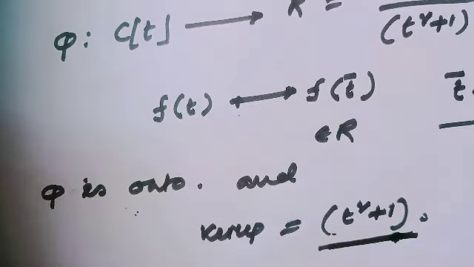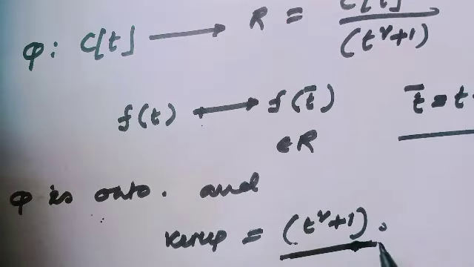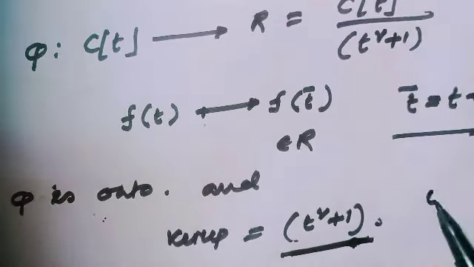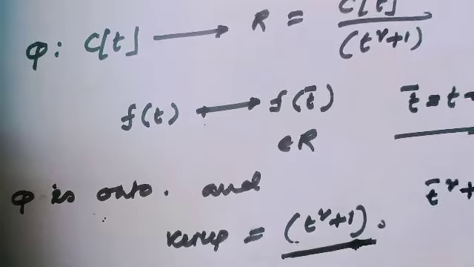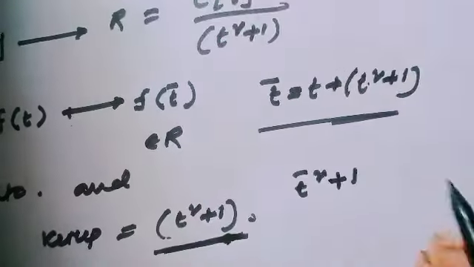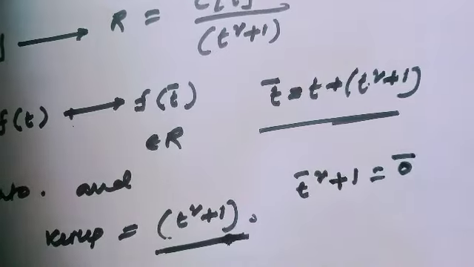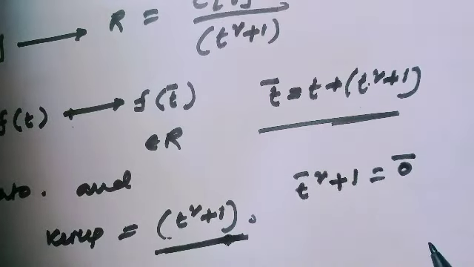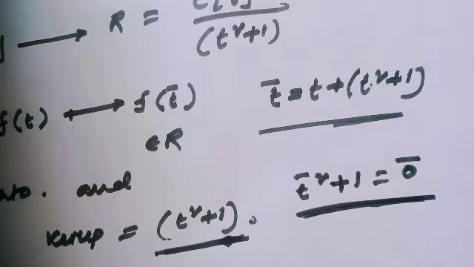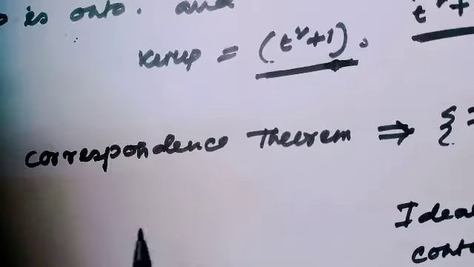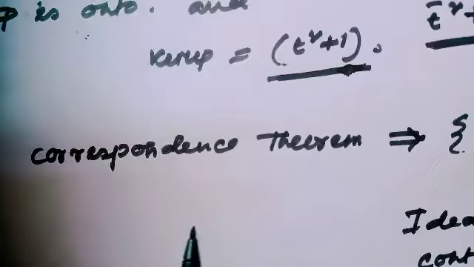This is the easy method. Here t² + 1 maps to t̄² + 1, which is actually equal to 0̄ in the ring ℂ[t] modulo t² + 1. This is the actual method. Now I will use the correspondence theorem.